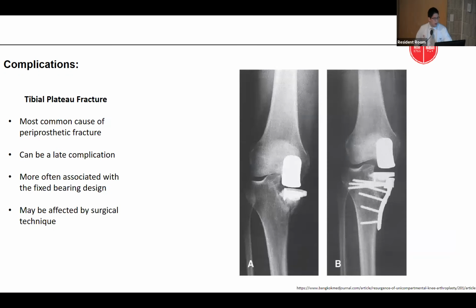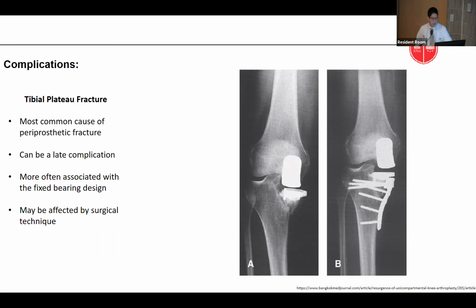Another complication that is commonly seen is periprosthetic fractures, in particular tibial plateau fractures. This is usually a late complication seen if patients develop things like osteoarthritis, and it's commonly seen with the fixed bearing design. Again, with the fixed bearing design, since so much pressure is being distributed over a small area, patients have a predisposition to develop stress fractures, which eventually will result in the tibial plateau fracture seen like this over here.